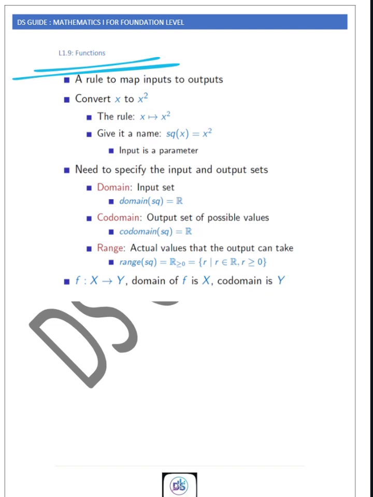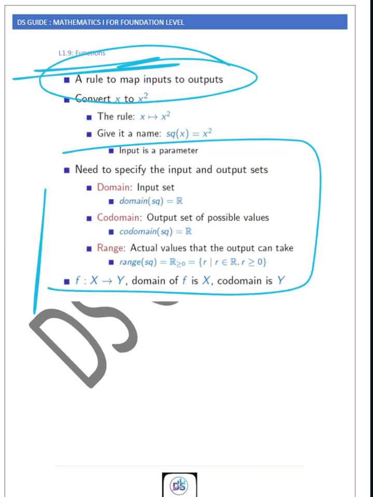Next we have functions. A function basically gives a rule to map input to output. Basically we have three terms: domain, codomain, and range. Domain is the set of all the input values. Codomain is the set of all the possible outputs, and range is the actual output.